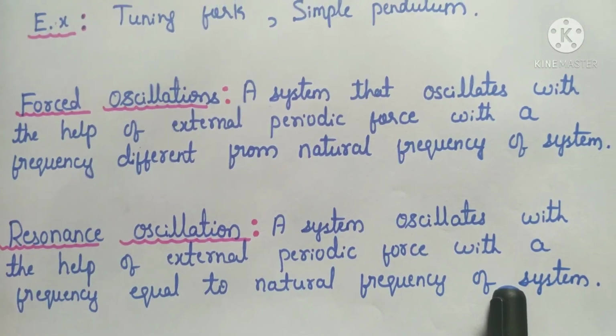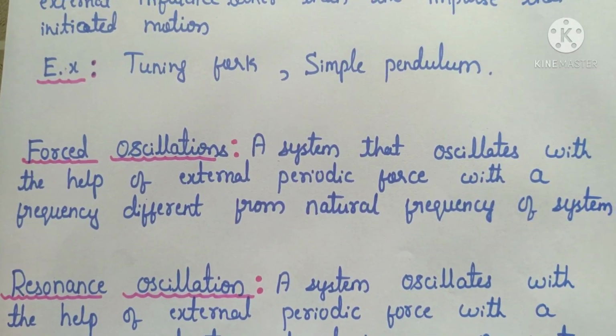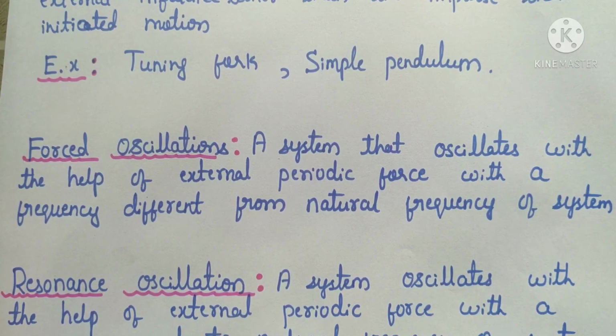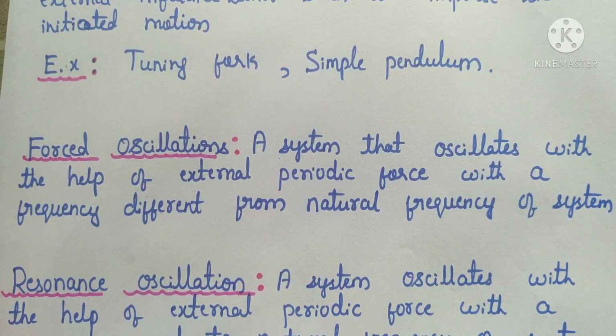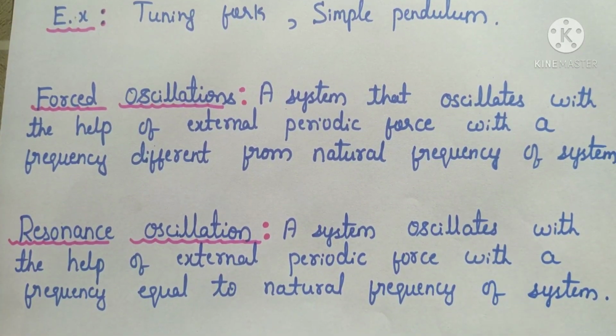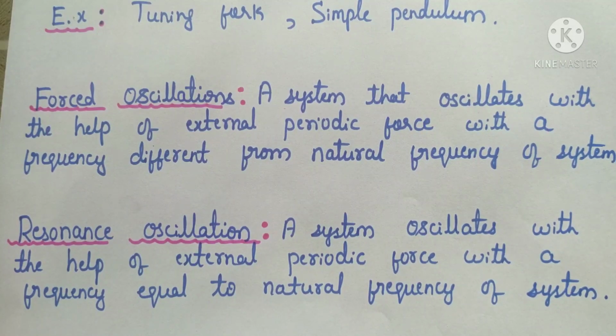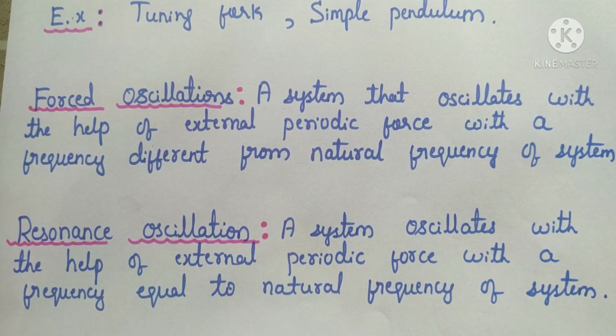So these are the three types of oscillations: free oscillations, forced oscillations, and resonance oscillations. So with this I will complete the topic oscillation.